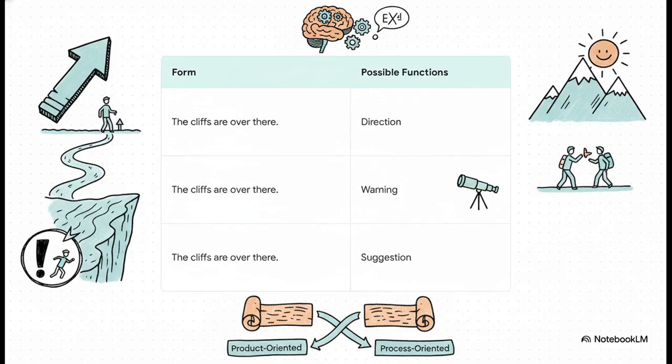I mean, take this sentence. The cliffs are over there. What does that mean? If someone says it calmly while pointing, it's a direction. But if they scream it while grabbing your arm, that's a life-saving warning. The grammar alone just doesn't tell you enough.